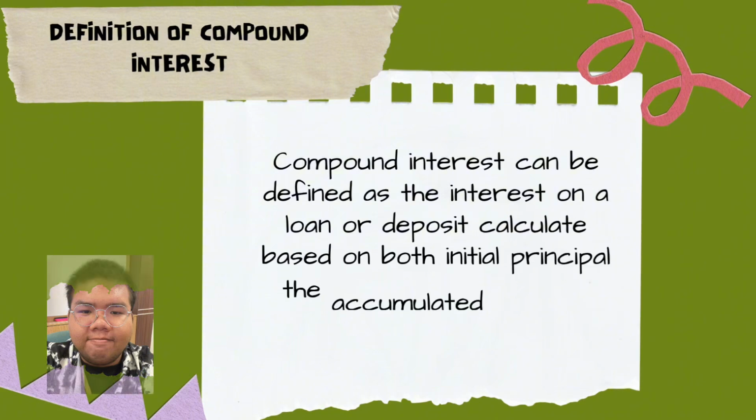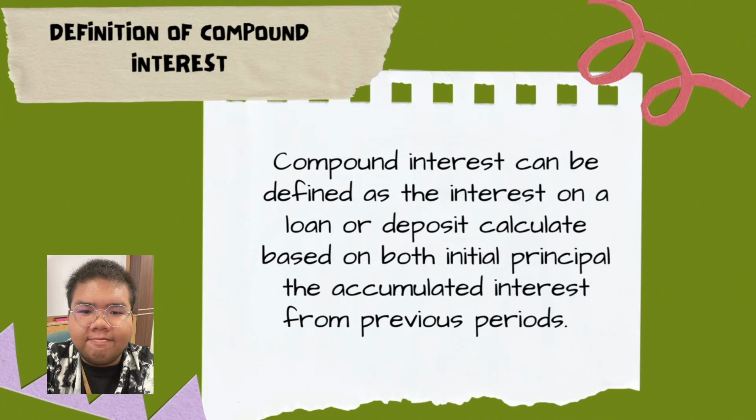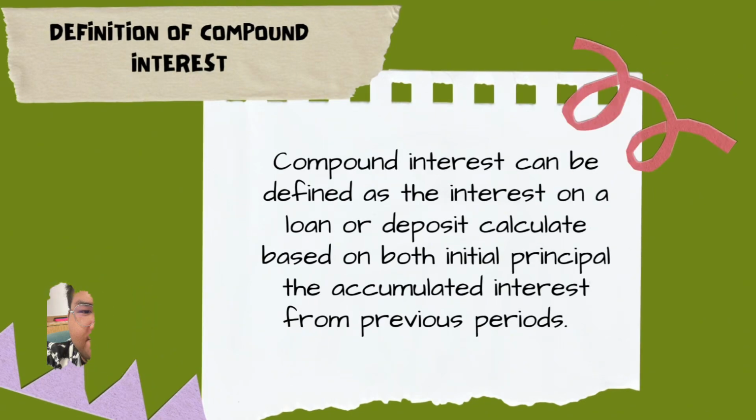Compound interest can be defined as the interest on a loan or deposit calculated based on both the initial principal and the accumulated interest from previous periods.